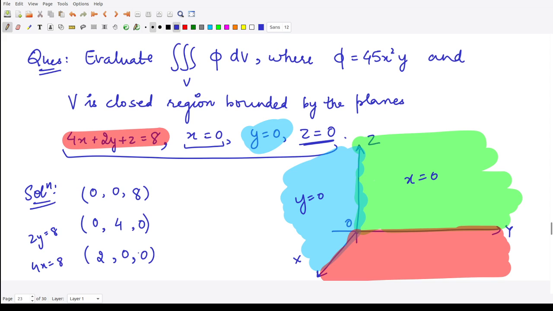So let's mark these points onto this figure. So we have 0, 0, 8: x is 0, y is 0 and z value is 8. So we have a point over here. And then x is 0, the value of y is 4, so y is somewhere here. So we have this point as 0, 4, 0. And for this point, 2, 0, 0. So this point is 2 here. So we have 2, 0, 0.